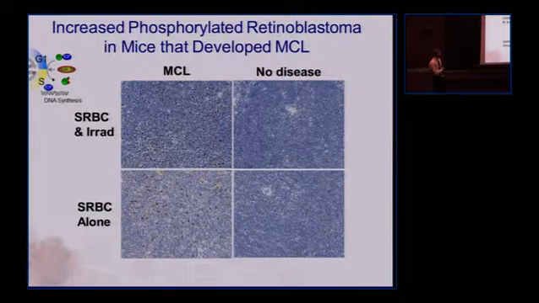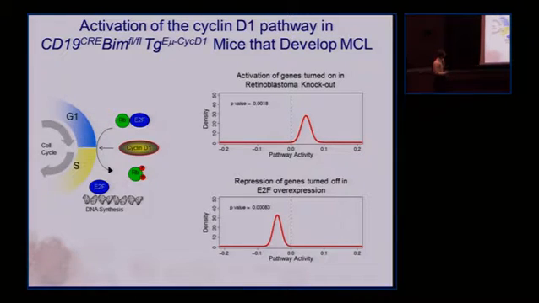Looking at downstream targets, such as phosphorylated retinoblastoma, we saw again within the mice that developed the disease an increase in the phosphorylated form of retinoblastoma compared to those that didn't. And this correlates again with the genetic results from the microarray, where we saw enrichment of genes that are activated or turned on in retinoblastoma knockout, which is what we predict by that overexpression, as well as repression of genes that are turned off when you overexpress E2F.